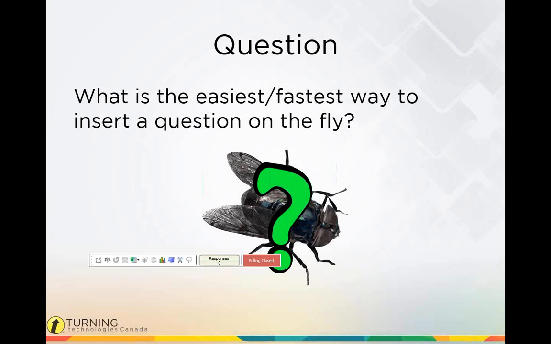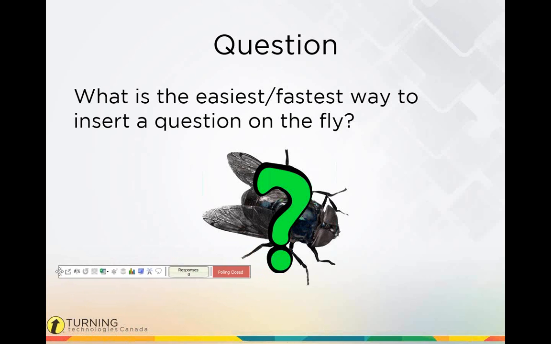What you're going to do to create a question on the fly is, first, we're going to have to open up the TurningPoint toolbar here. To do that, when you're not on a polling slide, the default key combination is Control-8. Okay, so that lets you show or hide your TurningPoint toolbar at any point in your presentation.